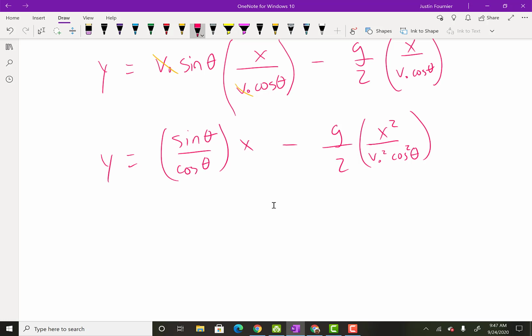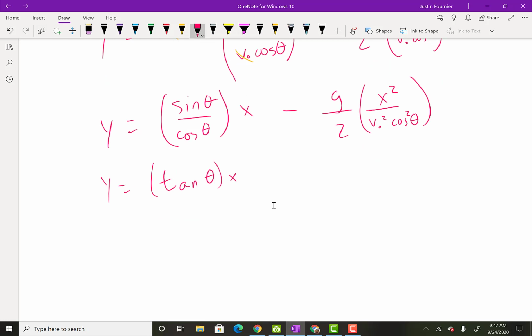Well, yeah. Let's go with, we'll just say this is tangent of theta, because sine of theta over cosine theta is tangent of theta, times x. So minus g over 2 x squared over v naught squared cosine squared of theta. So I'll subtract tan theta x from both sides.